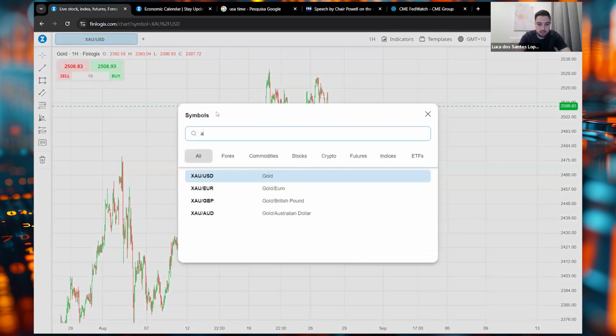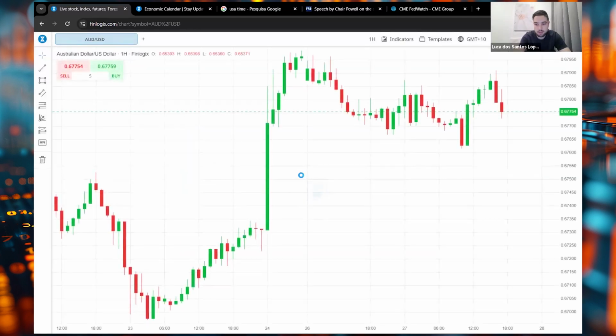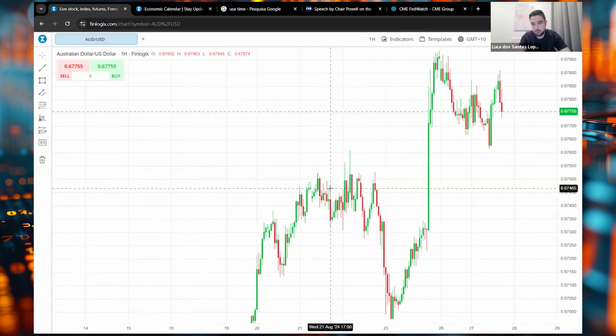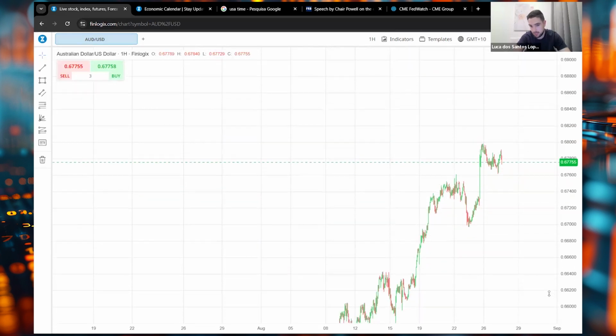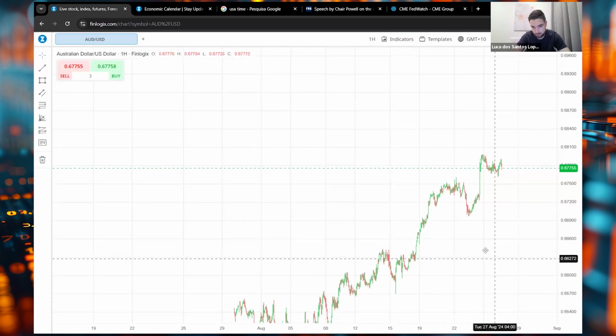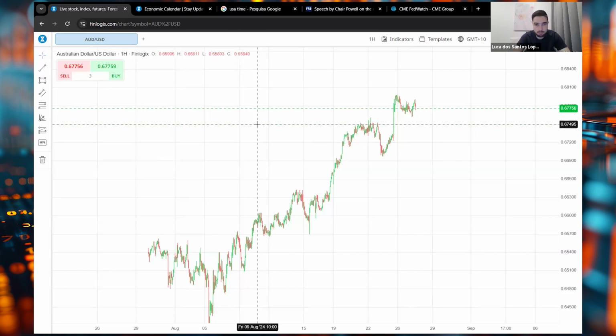Aussie dollar, it will all depend on tomorrow's CPI. If tomorrow's CPI comes in lower, then I would be looking to short. If it comes higher, I would be looking to long. I will be looking to trade data dependent as well. There are not many targets to the downside here. And yeah, I think that's pretty much it, guys.